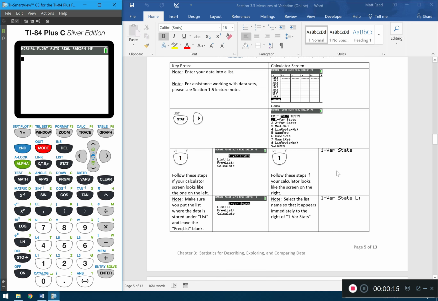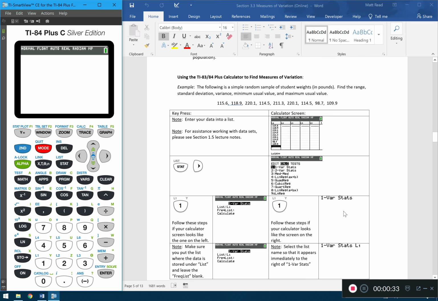One point worth mentioning is on this page right here, you'll see that the directions split off into two categories. On the left side here, we notice the directions for using this version of the calculator operating system. On the right side is for the older version of the calculator operating system.